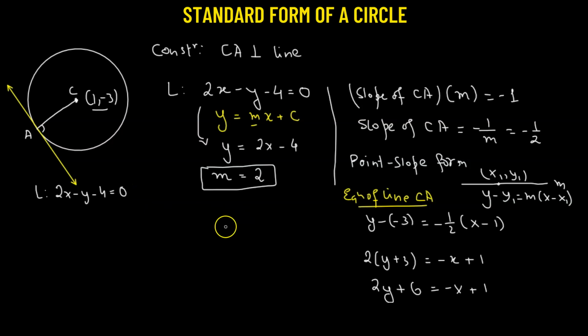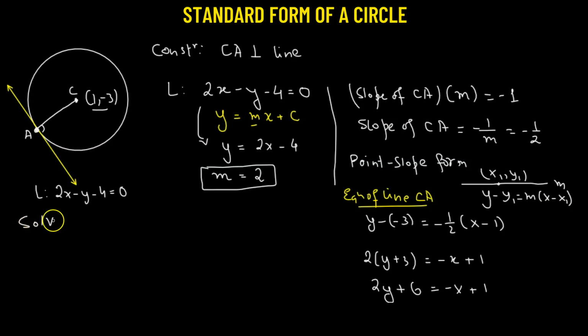Now we have found the equation of line CA. When we solve the two equations, for CA as well as for line L, that is going to give us the intersection point A. This is our next task, to find the intersection point A.